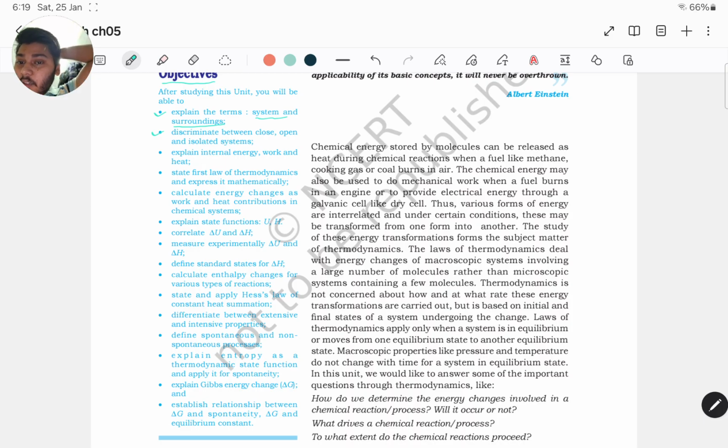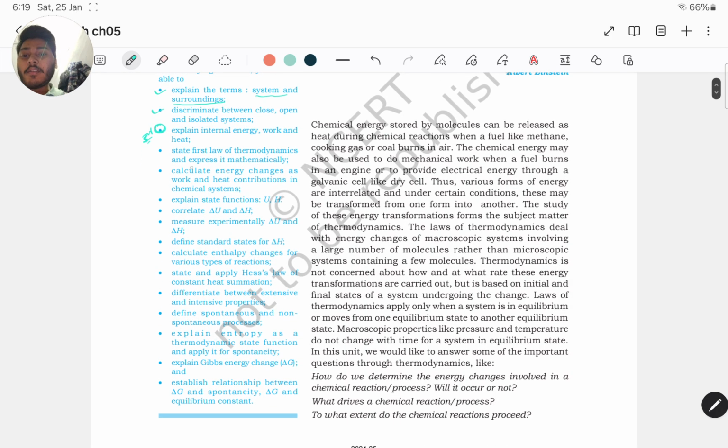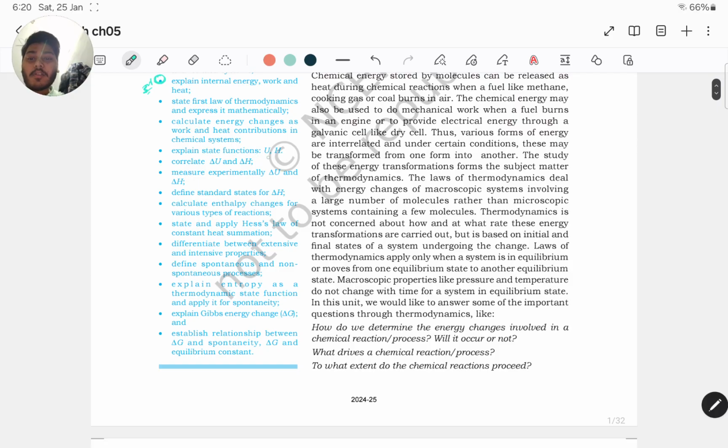Then the third one is explain internal energy, work and heat. So basically thermodynamics starts properly from the third topic. Then state the first law of thermodynamics and express it in mathematical terms. Then calculate the energy changes, work, heat and contribution in chemical systems. Then explain the energy functions, enthalpy and the internal energy. Then correlate the change in the internal energy as well as the enthalpy.